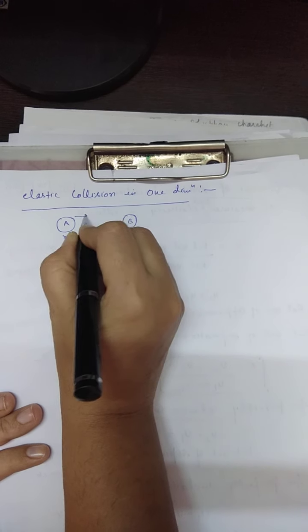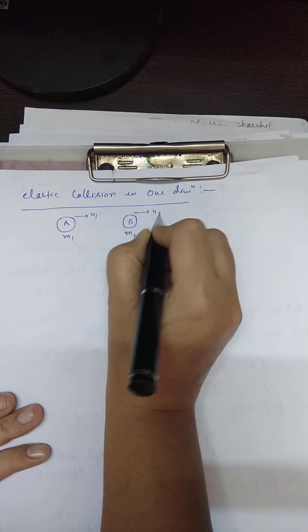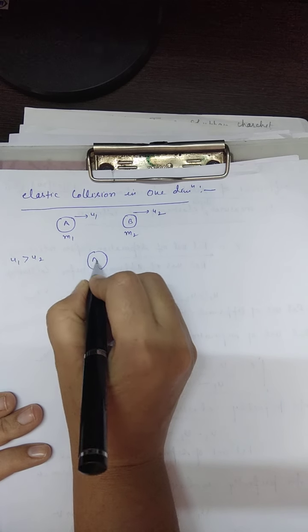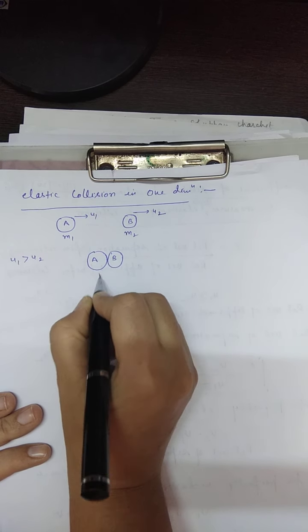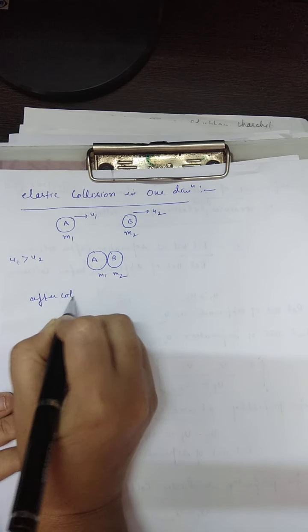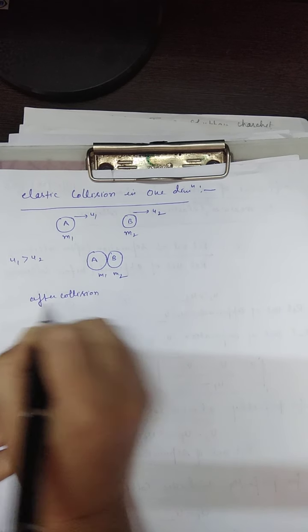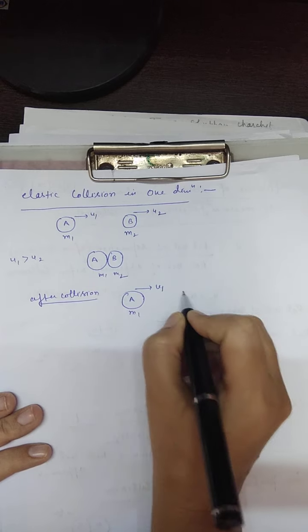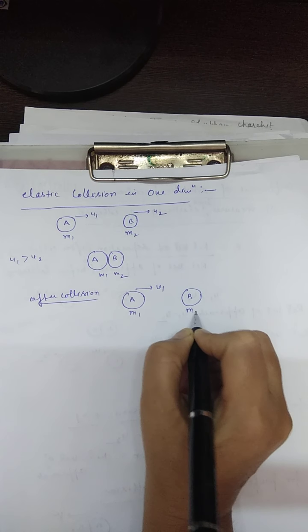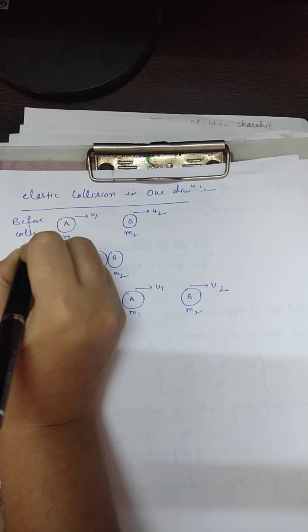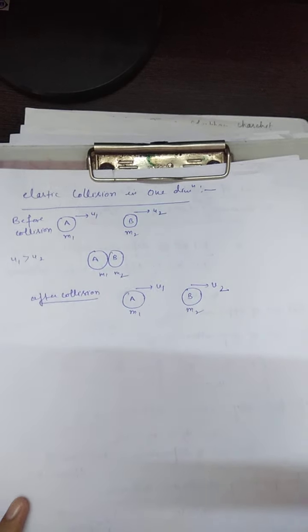Right? A is moving with the velocity u1 and B is moving with the velocity u2. If u1 is greater than u2, then A and B collide with each other. This is m1 and m2. After collision, A starts moving with the velocity v1, and B, mass m2, starts moving with the velocity v2. This is before collision, and this is after collision.